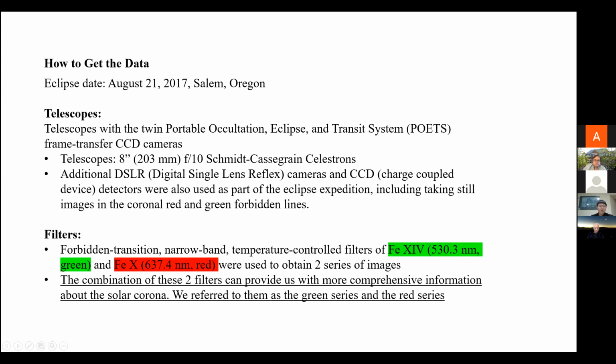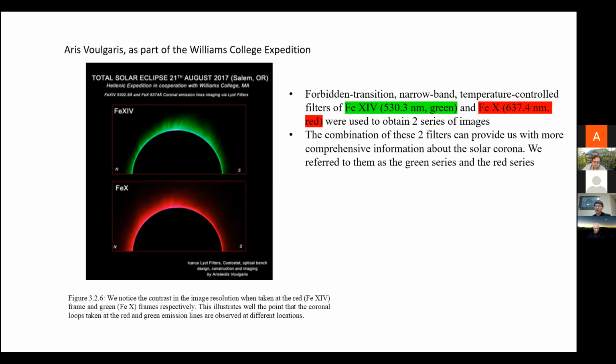And we see the filters used here are the green filter and the red filter, and they correspond to iron 14 and iron 10. So the combination of these two filters can provide us with more comprehensive information about the solar corona. We refer to them as the green series and the red series. So over here we can see the visual representation of the green and red series. So basically this illustrates that the coronal loops taken at the red and green emission lines are observed at different locations.